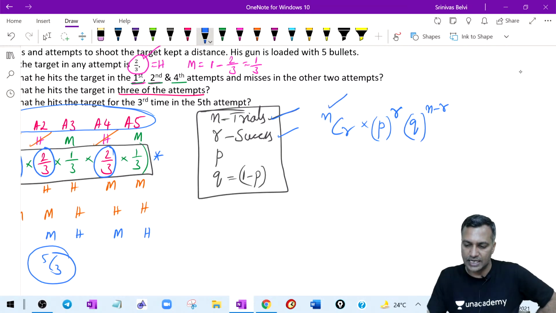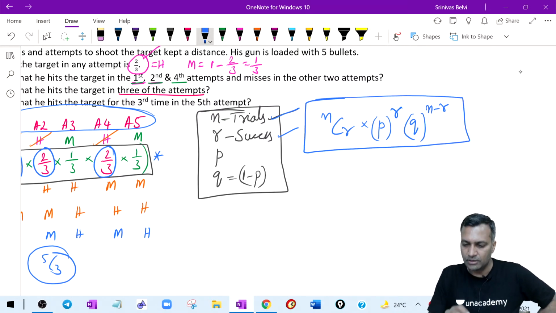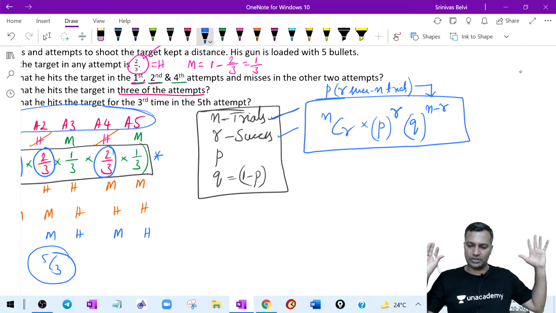What do you mean by remaining times? There are n trials. R of them are a success. Therefore, what are the failures? The remaining n minus R should be failures. This is how we write the probability of R successes in n trials. The probability of R successes in n trials is given by this particular statement.